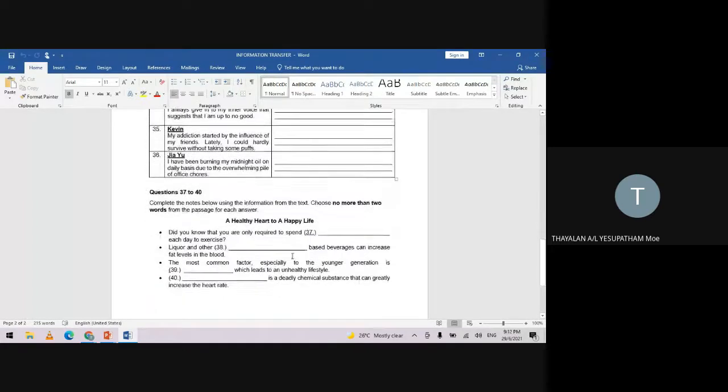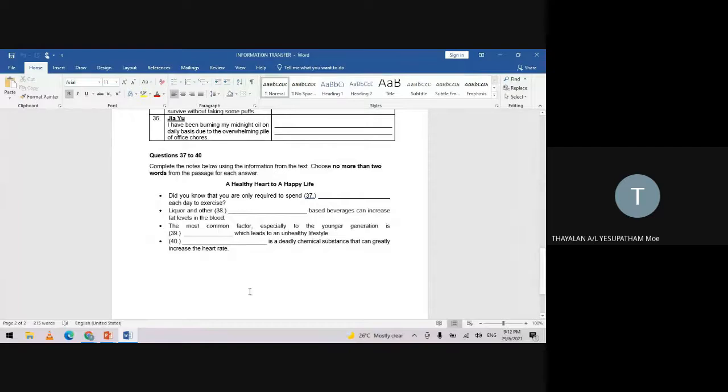Now, questions 37 to 40. Continue reading. Complete the notes below using the information from the text. Choose no more than two words from the passage for each answer. A healthy heart, how many words? No more than how many words? Two words. No, exactly. So bear that in your mind.